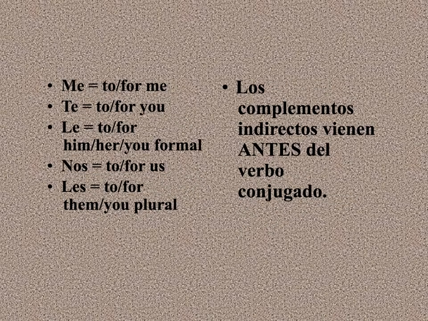Now here they are. You got your me, which is to or for me, your te, to or for you, le, to or for him, her, you formal, nos, to or for us, les, to or for them or you plural. And really importantly, indirect object pronouns must come, so important, before that conjugated verb. Okay? You should be pretty used to that by now. We've had a lot of refrains of, you must put this before the conjugated verb. So this is kind of a refrain.